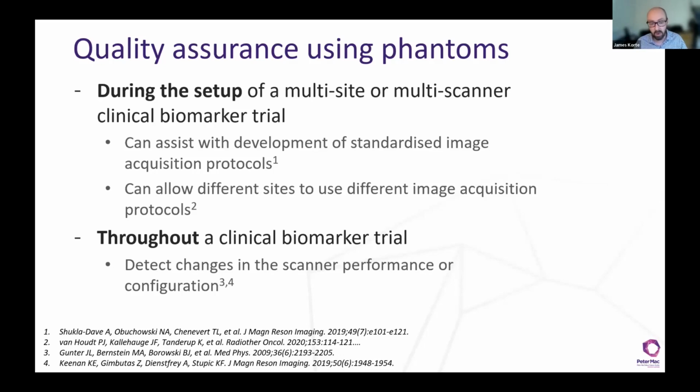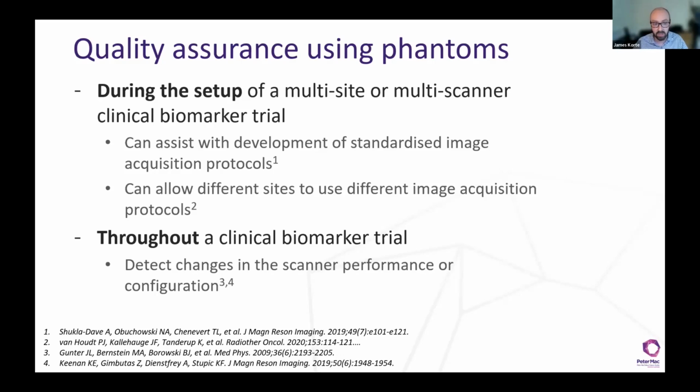Or additionally, you might have a much better scanner at one of your sites than the other, and you don't necessarily want to use the oldest sequence that you have available. You might actually want to use one of the newer sequences. It's been demonstrated that you can use these phantoms to run different image acquisition protocols at different sites, but still have some surety that you're getting similar quantitative MRI values.